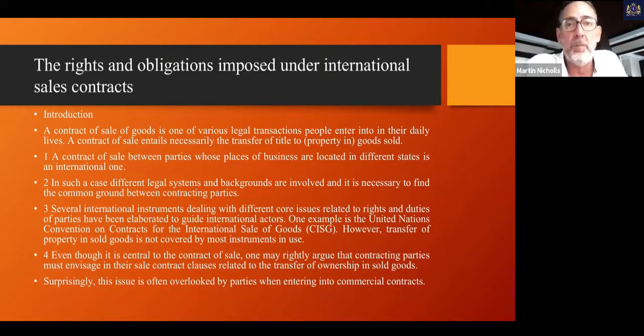What we're looking at here is more complex sales where we'd look for a piece of paper for sure, or certainly an electronic contract printed out, as we've spoken about. But a contract of sale between parties whose places of business are located in different states, and by that I mean different countries as well, is an international one. You get somewhere like the US where different regulations apply to different states. But here, particularly in Asia, we're talking about international contracts. In such a case, different legal systems and backgrounds are involved, and it is necessary to find the common ground between contracting parties.